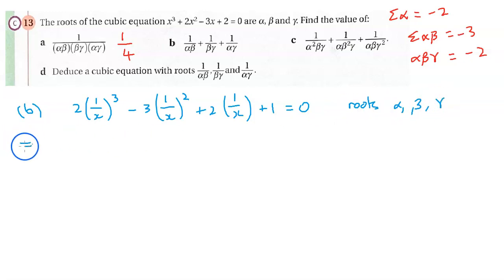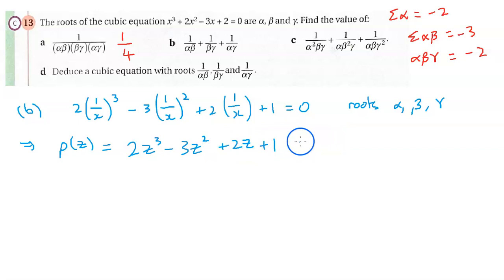And so that tells us that the polynomial p of z equals 2z cubed minus 3z squared plus 2z plus 1. And if we set that equal to 0, it has roots 1 over alpha, 1 over beta, and 1 over gamma. So nothing too complicated there, just a substitution. The substitution being z equals 1 over x, of course.